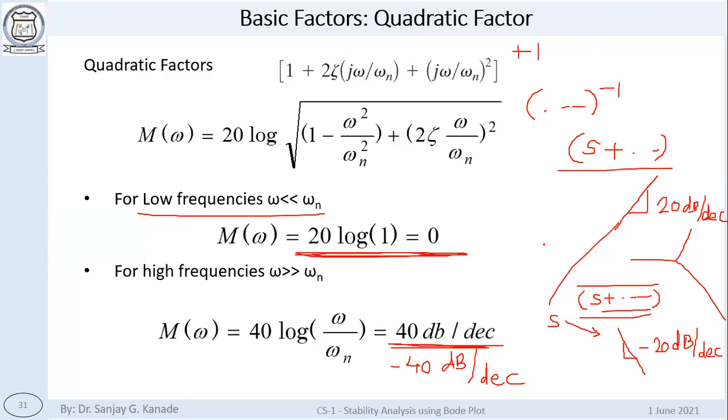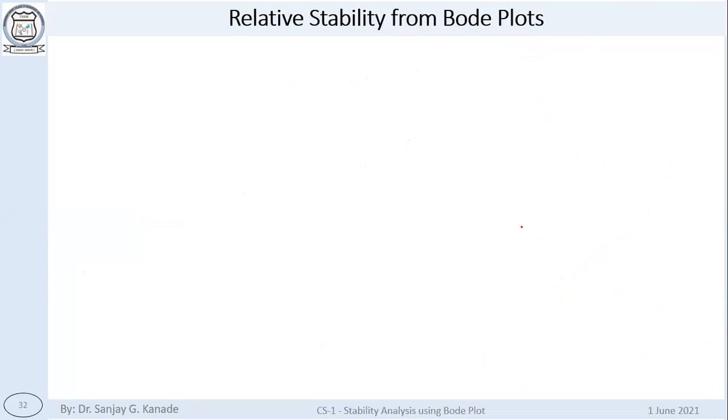But this is not the only thing that is asked. What I mean is, you are not supposed to only draw the graph, because just drawing the graph is not going to serve you any purpose. What is the inference from the graph? What is the outcome? Why are you doing that? To do that, you must know how to find out the relative stability from Bode plots.